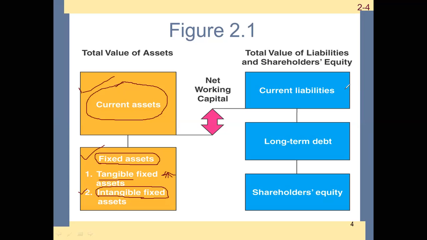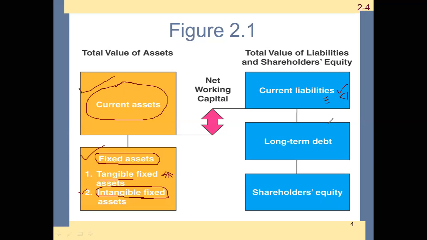On the right side, we have current liabilities. The liabilities which are payable within 1 year or less than 1 year are known as current liabilities. For example, I have already discussed salaries payable, utility bills payable, and any other accounts payable, which are obligations of the business to be paid within 1 year or less. These are known as current liabilities. Then we have long-term debts.